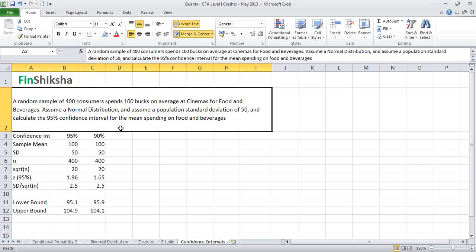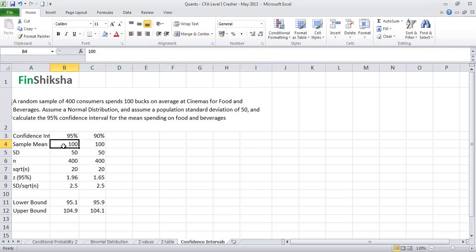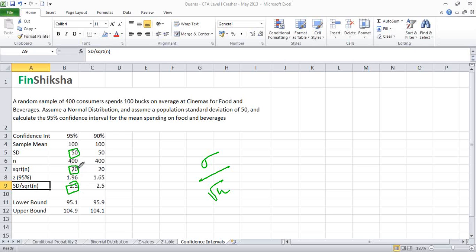Fine. So I have the sample mean. I have the population standard deviation given to me, which is sigma. I have n, the sample size, which is 400. I will take the square root of n, which is 20. The standard error is given by sigma by root n. If you remember, standard error is nothing but sigma by root n. I solve for that here to get 2.5. Sigma is 50, root n is 20.